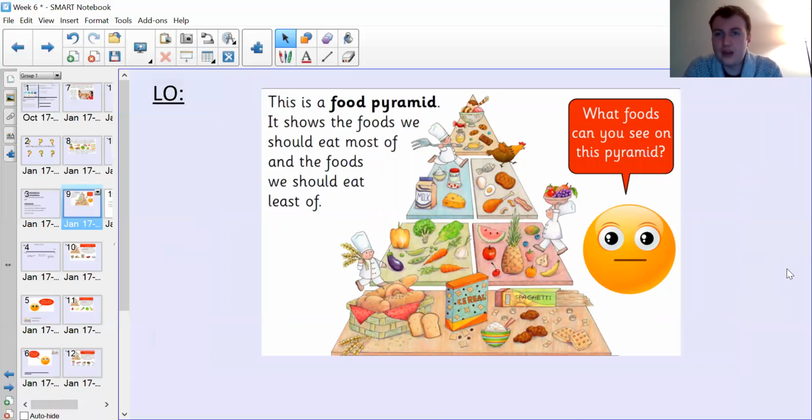So this is what is called a food pyramid. It shows the foods we should eat the most of. At the bottom, you can see this is what we should eat the most of because it's the biggest one. And then what we should eat the least of is at the top.